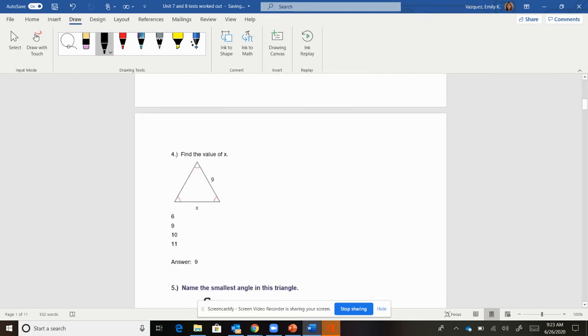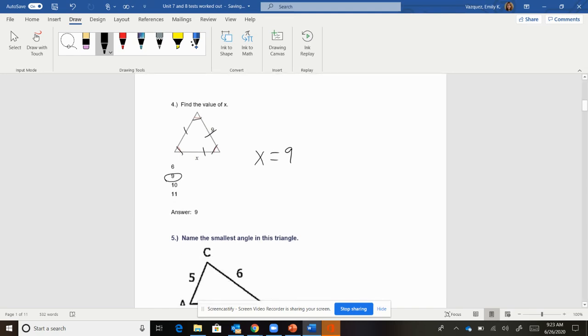For number 4 in this particular exam, you know that this is an equilateral triangle because each angle is equal to each other. So if that's the case and all of the angles are equal, then that also means that all the sides are equal as well. So what is the value of X? Well, X must equal 9.